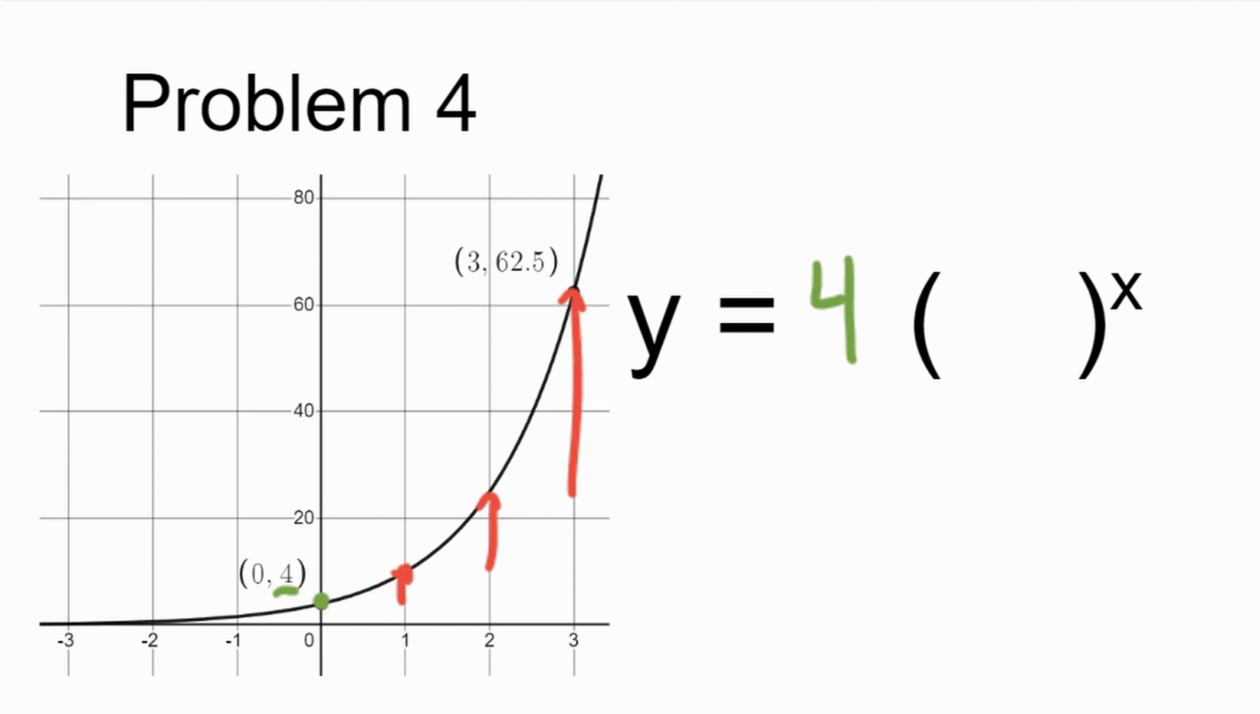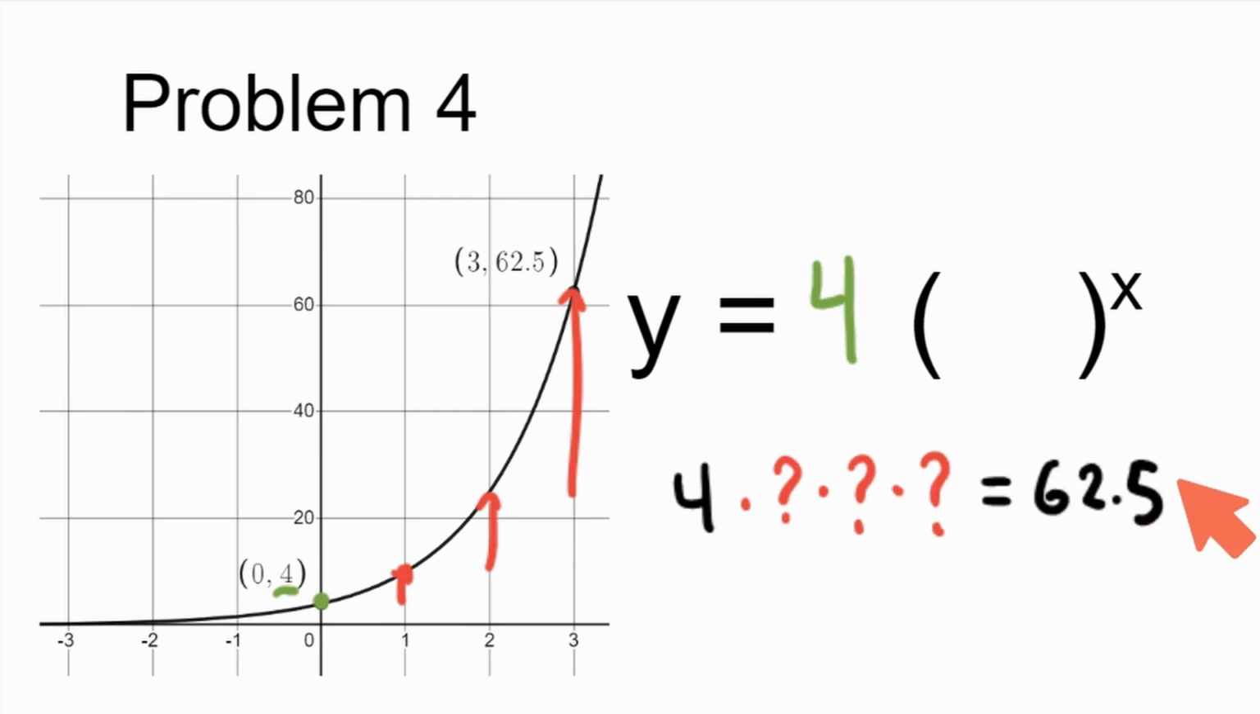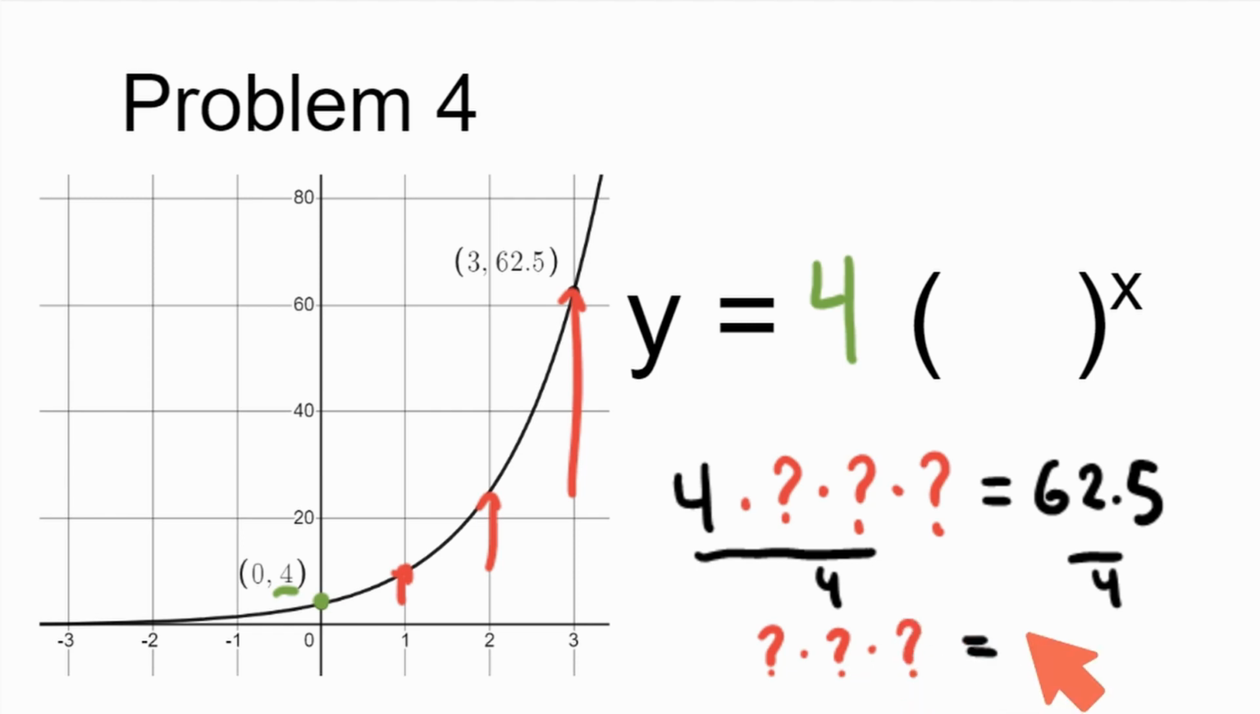So we can write the following equation. Starting at 4, if we use 3 growth factors, if we do 3 jumps, 1, 2, 3, we should land at 62.5. So what growth factor can I use so that when I multiply it 3 times, I start at 4 and I land at 62.5? To help simplify this equation, I can divide both sides by 4. And I see that I need 3 growth factors, multiplied 3 times, in order to get 15.625. So what number, if I multiply it 3 times, is going to give 15.625?